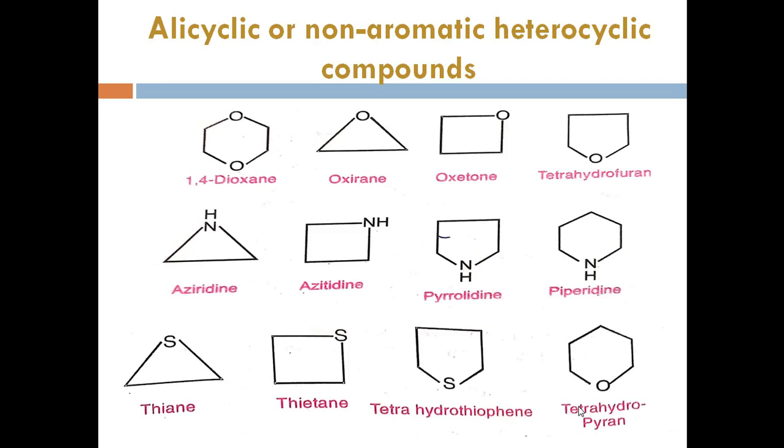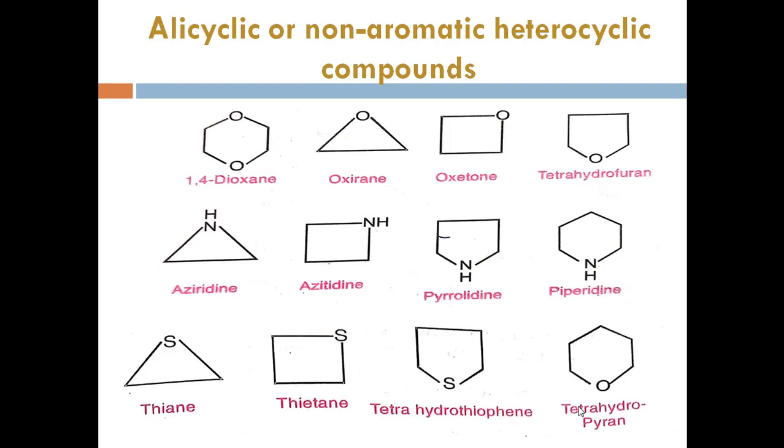See, first, examples of alicyclic or non-aromatic heterocyclic compounds: 1,4-dioxane, oxirane, oxetane, tetrahydrofuran, aziridine, azetidine, pyrrolidine, piperidine, thiirane, thietane, tetrahydrothiophene, tetrahydropyran, right? These are all non-aromatic heterocyclic compounds. How can you say these are non-aromatic? According to Huckel's rule, these are all non-aromatic in nature, right?